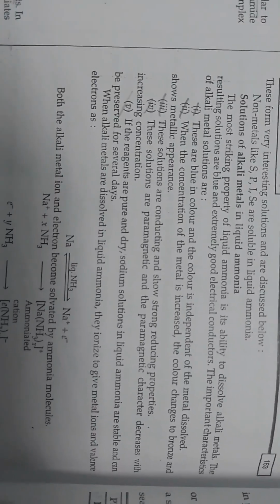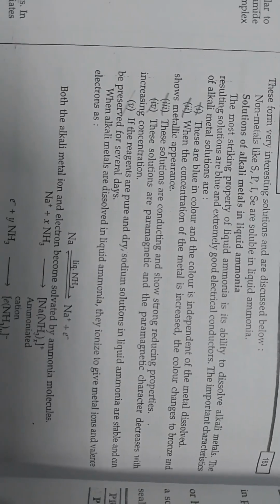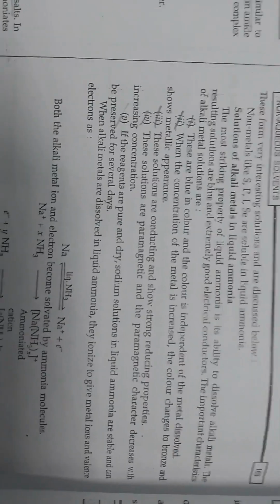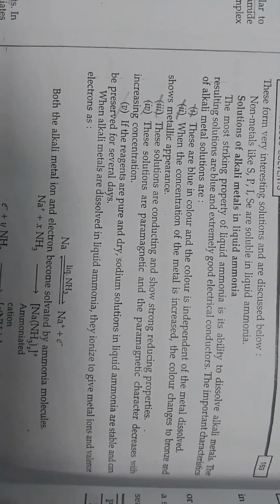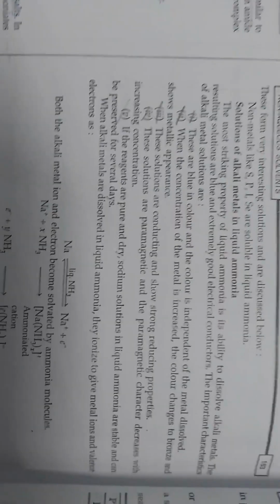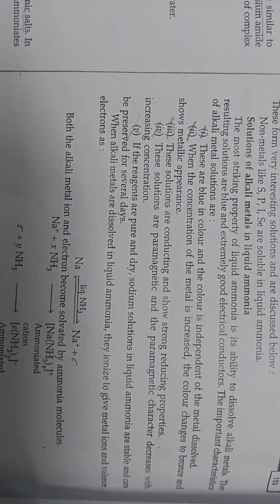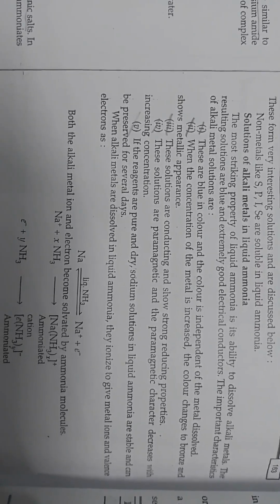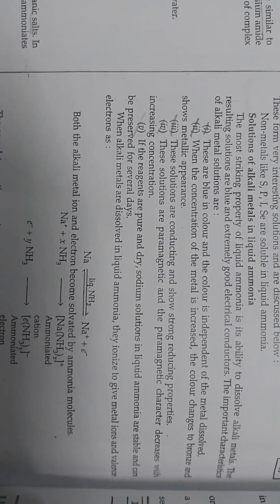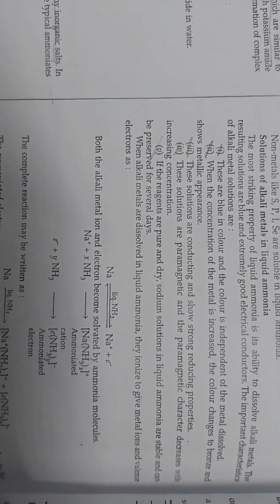The most striking property of liquid ammonia is its ability to dissolve alkali metals. The resulting solutions are blue and extremely good electrical conductors. The important characteristic of alkali metal solutions is that they are blue in color and the color is independent of the metal dissolved. When the concentration of the metal is increased, the color changes to bronze and shows a metallic appearance. These solutions are conducting and show strong reducing properties. These solutions are paramagnetic and the paramagnetic character decreases with increasing concentration.